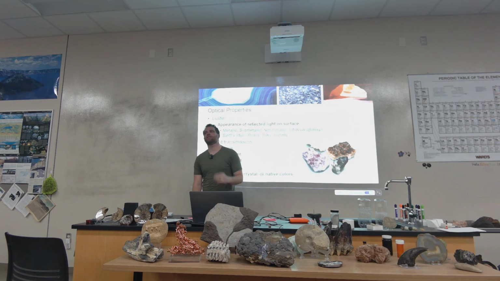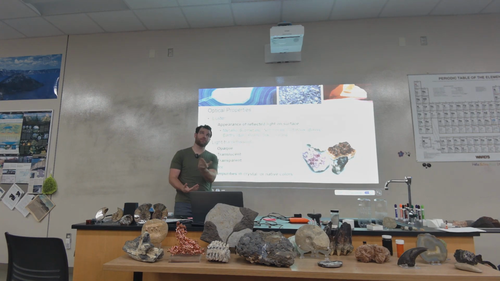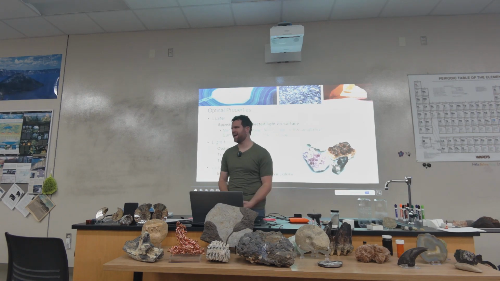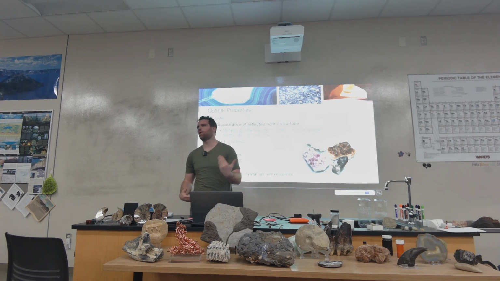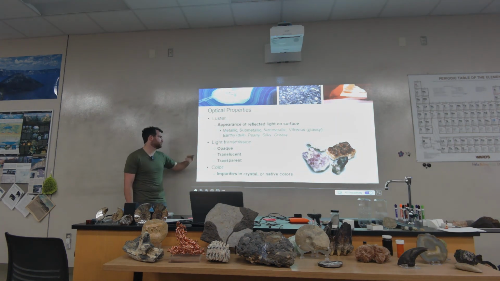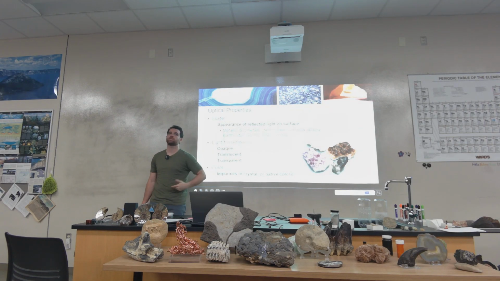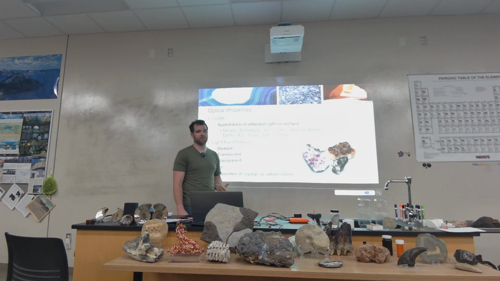All right, so you've got luster, which again is the way that the mineral interacts with the light, or I should say that the light interacts with the surface of your mineral, okay? So some examples of that were metallic, glassy, oily, pearly, stuff like that, okay? Your transmission, if it's opaque, no light goes through it. Translucent, light but no image, and if it's transparent, it's essentially like glass. Light and images can pass through it.